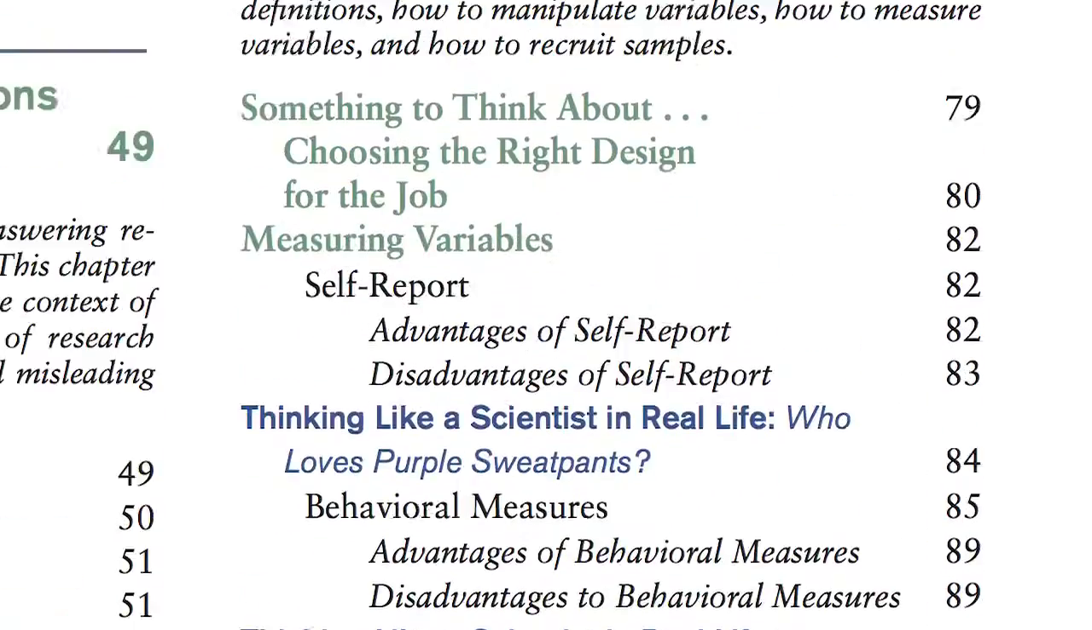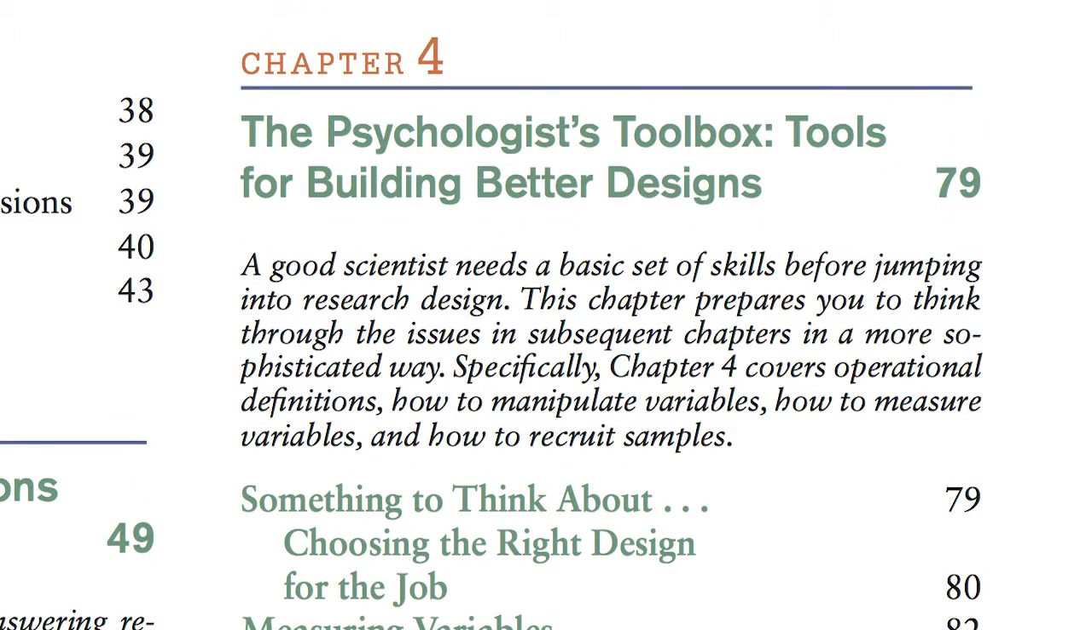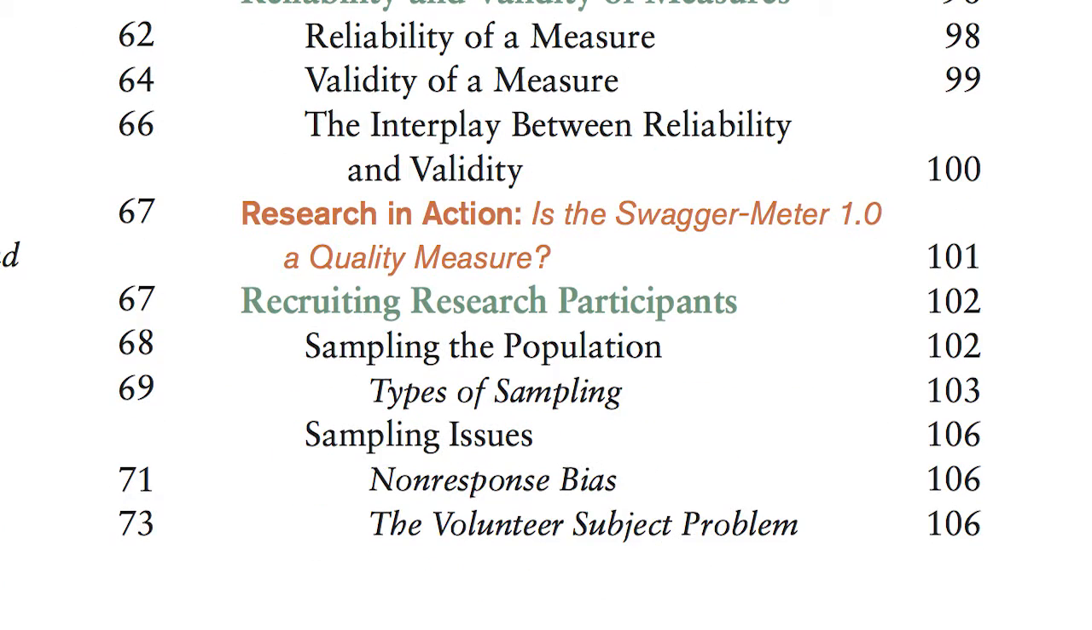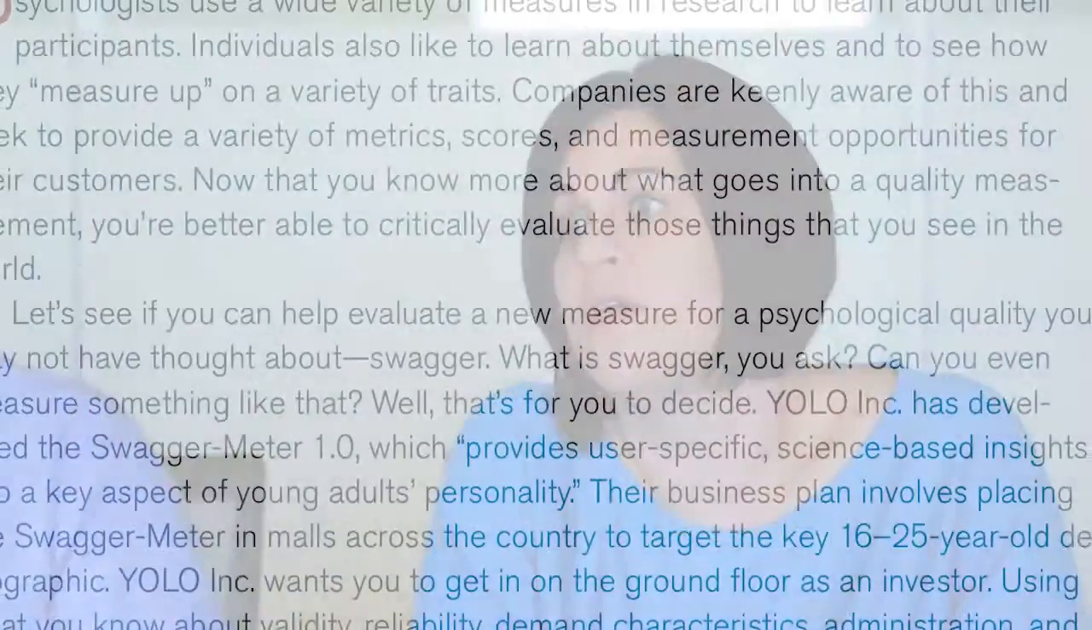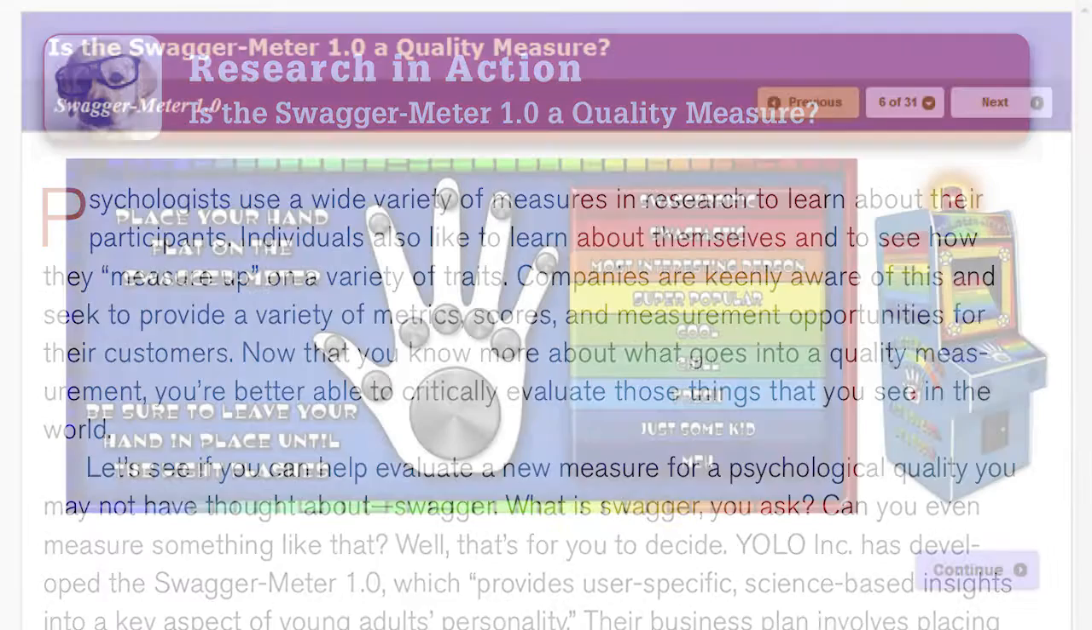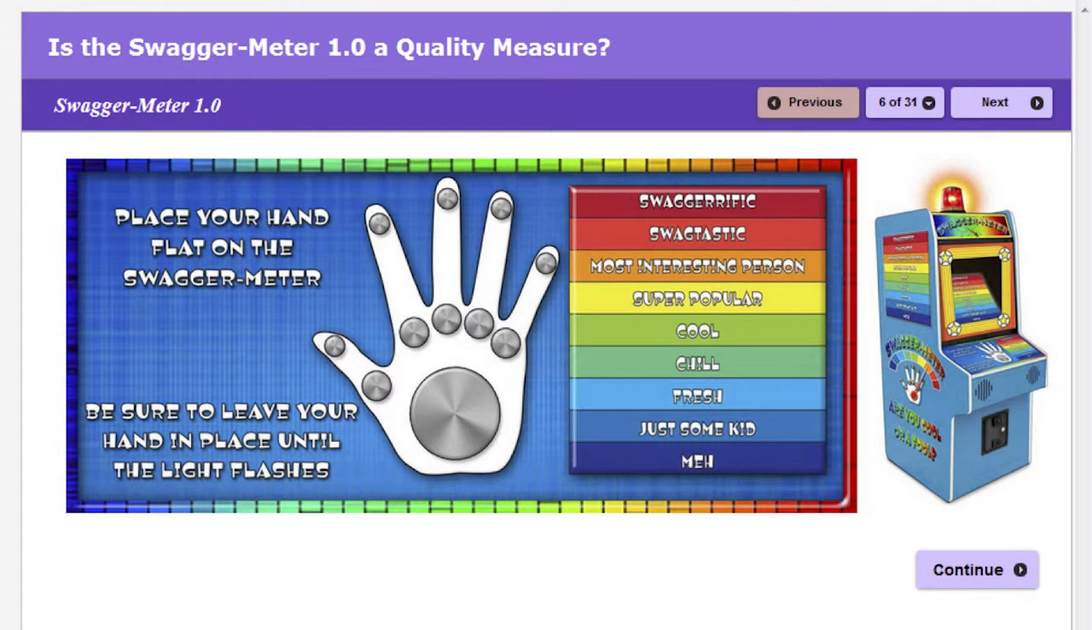For example, in Chapter 4, the Researcher's Toolbox, we have an activity where students try to validate a fictional measure called the Swagometer. And so they go through the same way a researcher would, testing this fictional measure to see if it's really a valid and reliable measure to use.